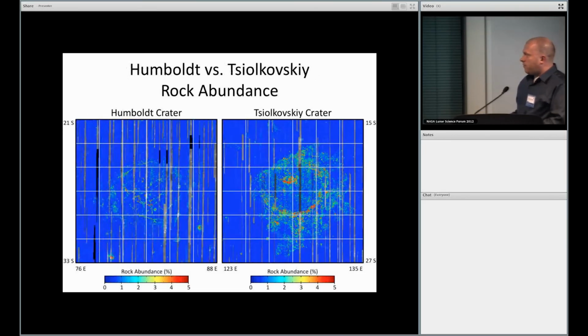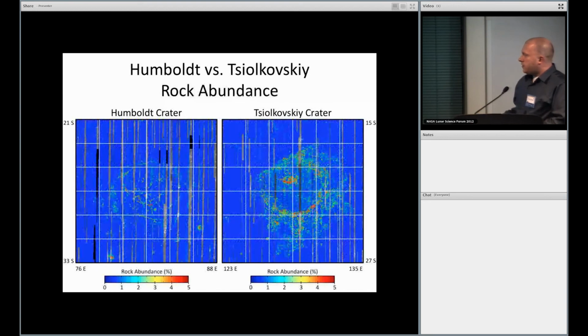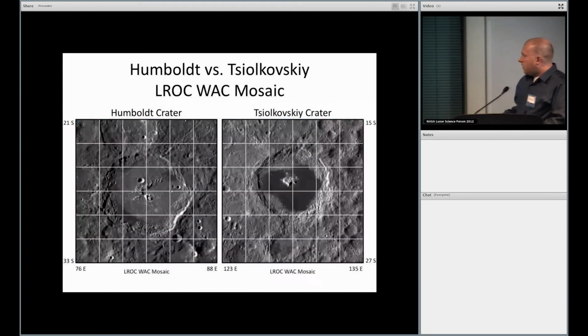So maybe a better comparison is something like Humboldt, which is actually a little younger than Tsiolkovskiy, and similar size, similar depth, and you still don't really have a comparison. Tsiolkovskiy has far more blocky material than Humboldt, and for Humboldt, most of the blocky material is limited to the floor fractures. So this is a material that's being regenerated over time. This is the rock abundance.